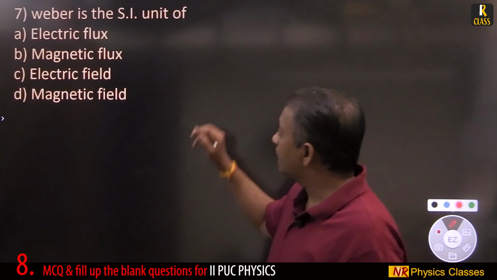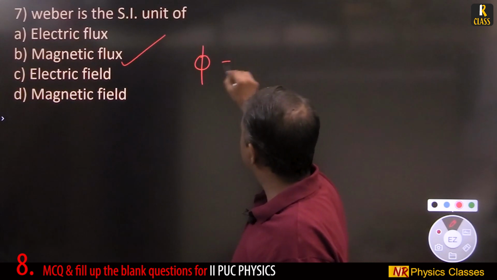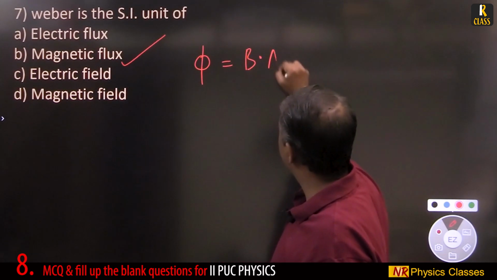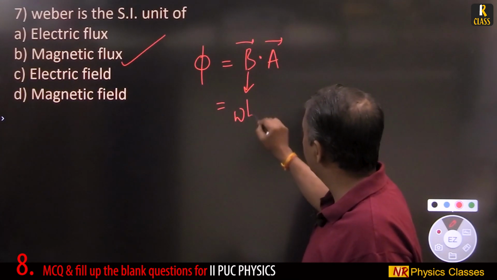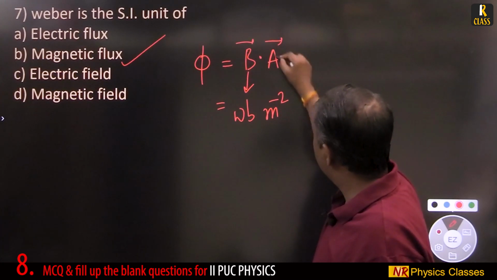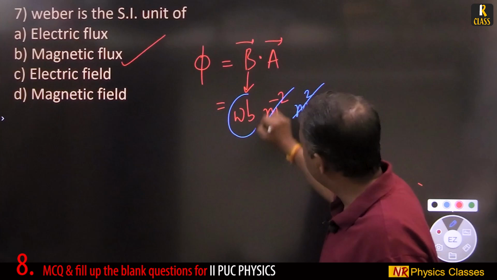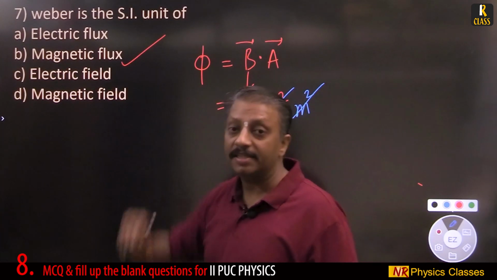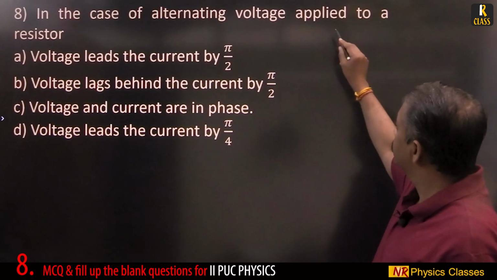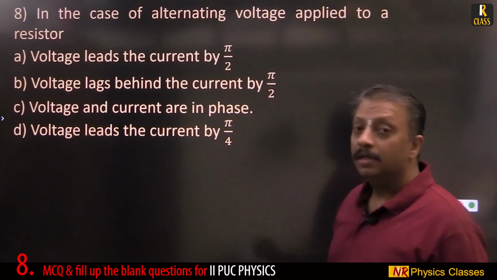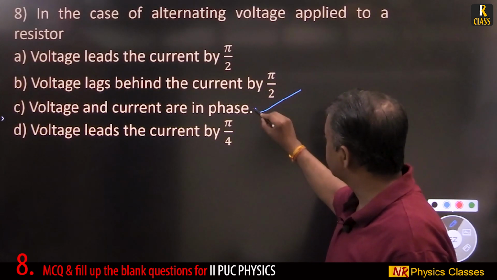Weber is the SI unit of magnetic flux. Magnetic flux is magnetic field dotted with area vector, isn't it? So magnetic field is Weber per meter square and area is meter square, so we get Weber for magnetic flux. In the case of alternating voltage applied to a resistor, current and voltage are in phase.